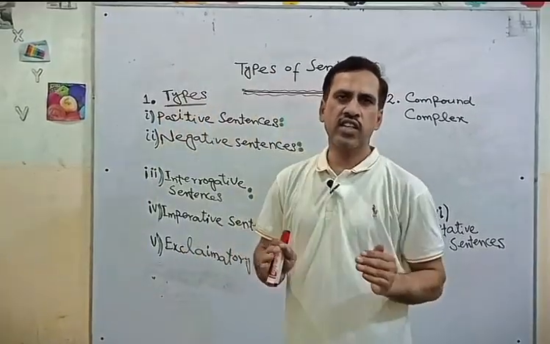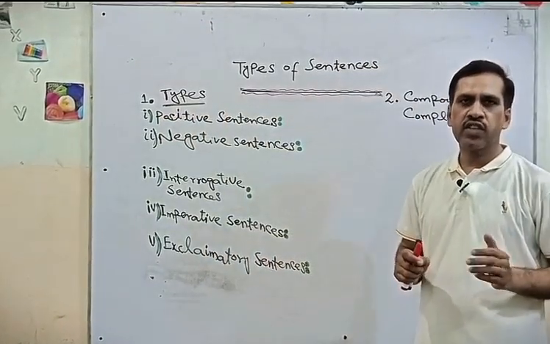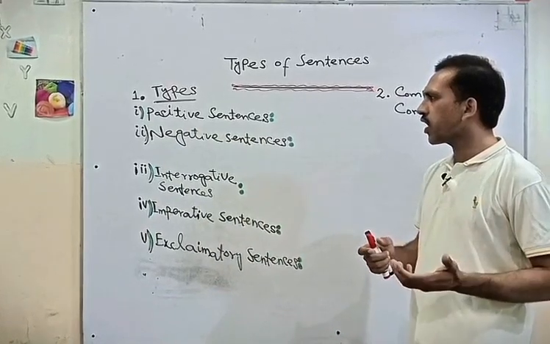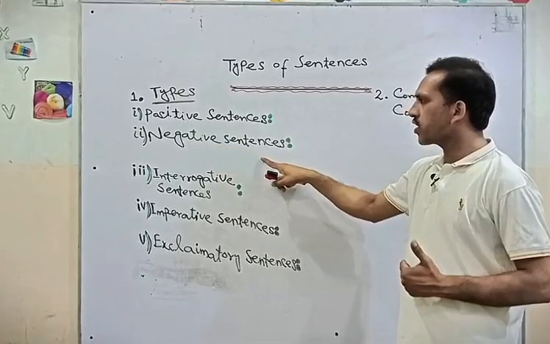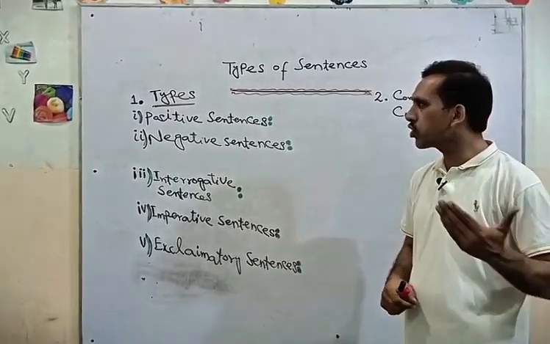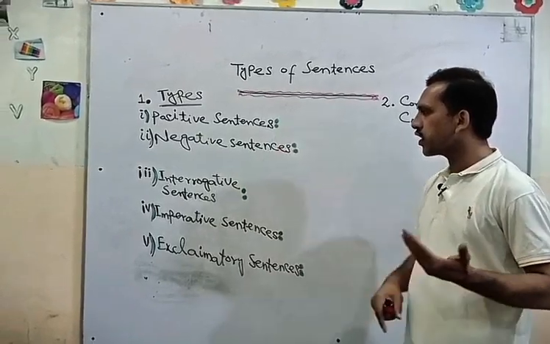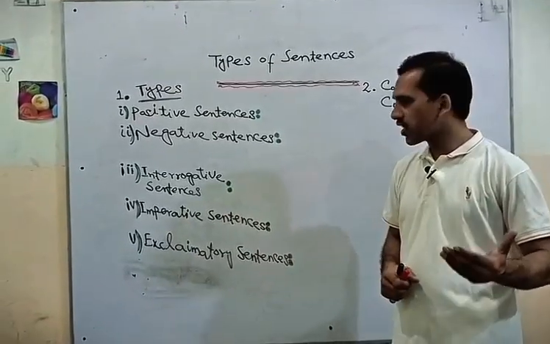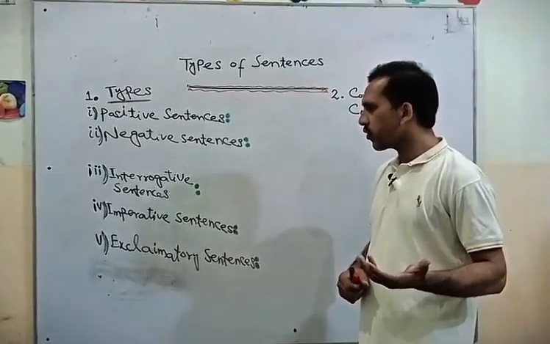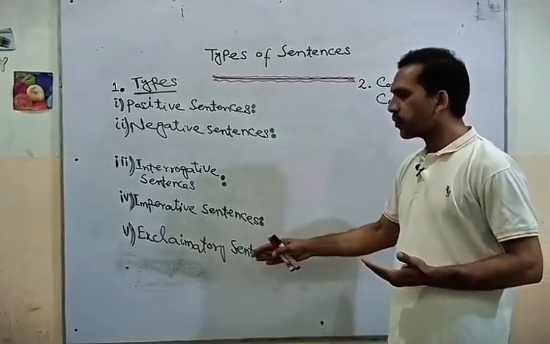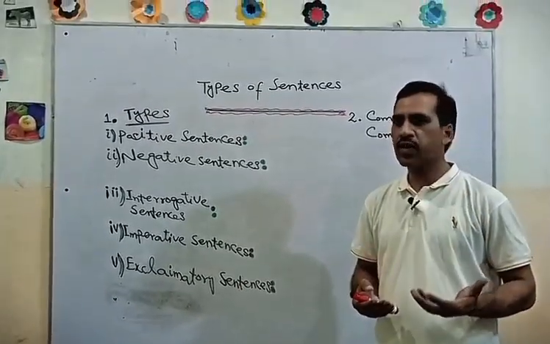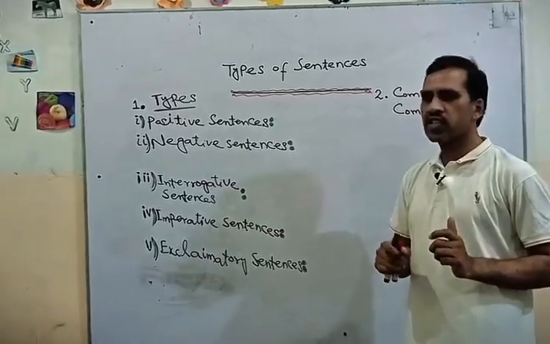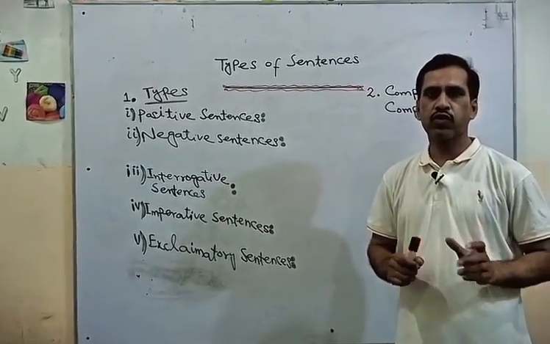Positive sentences are such sentences in which we use simply only a full stop. We cannot use negative sentences; the word not is not used in positive sentences. We cannot use the sign of interrogation, or the sign of exclamation, in positive sentences. So in positive sentences we only use a full stop.